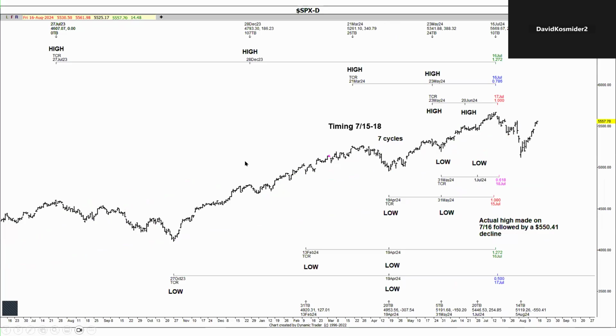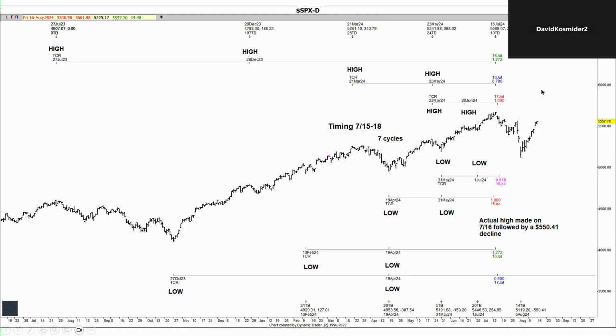Okay. S&P cash daily, another one. High to high cycle, July 16th, another high to high, another high to high, 16th and 17th, low to low 18th, low to low 15th, low to low 16th, low to low 17th. So seven cycles between the 15th through the 18th, market was going straight up into it.